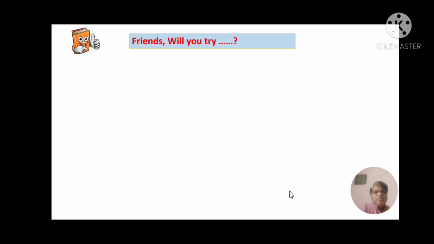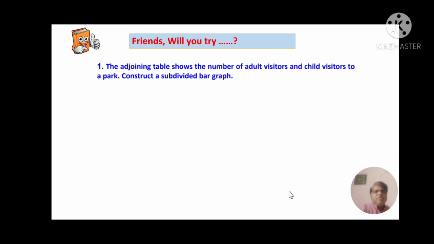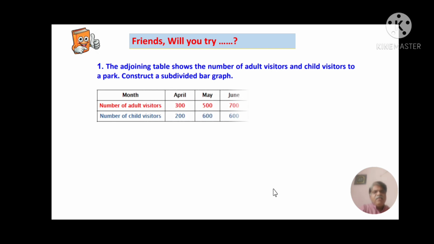So, friends, could you try these problems? The adjoining table shows the number of adult visitors and child visitors to a park. Construct a subdivided bar graph. Practice this one at home. The table given is for the months of April, May, June. The number of adult visitors were 300, 500, 700, and the child visitors were 200, 600, 600. So for these two, again you have to consider the total visitors, and from them construct the subdivided bar diagram.